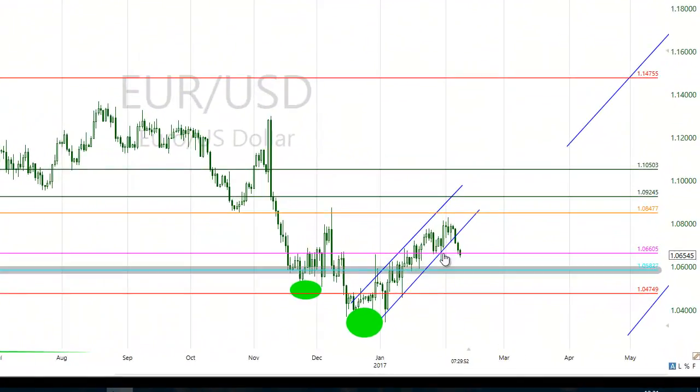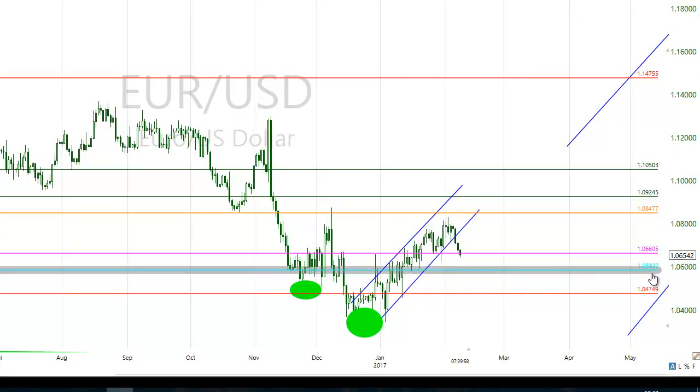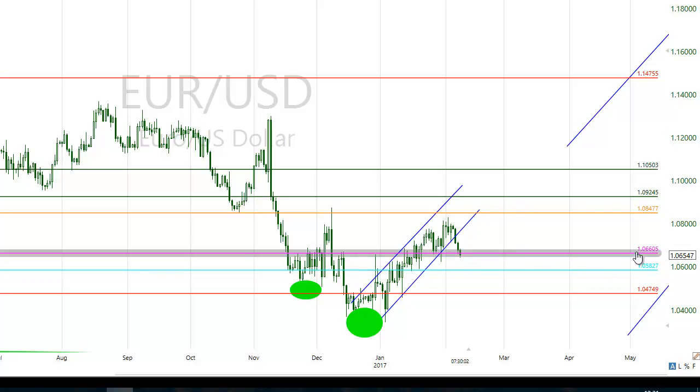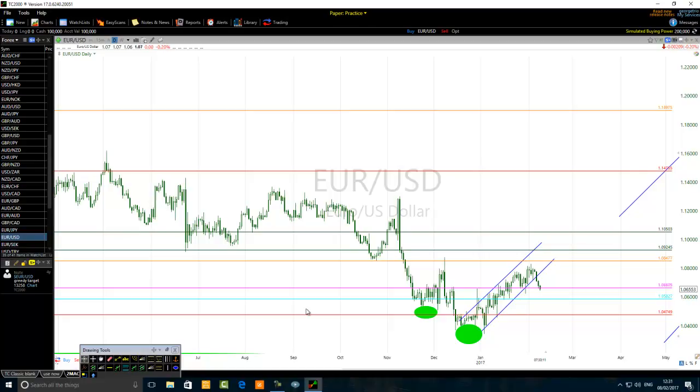So will we form the inverted head and shoulder chart pattern, find a support near 10582 and go back up, or will we find a resistance below 10660 and continue to go down to 10474? That remains to be seen. There's a high chance in the worst case scenario that we may see parity between the euro and the dollar.